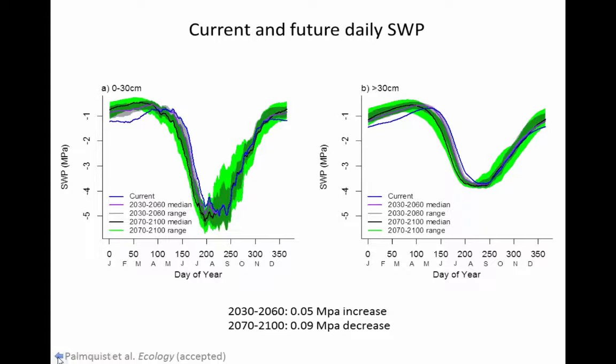However, because of increases in temperature, soils are going to begin to dry out more rapidly in the spring and early summer months. And you can see that here by the two median lines dropping below the current line. And soils will stay drier for much of the growing season in the future during the summer. So the onset of dry conditions will begin earlier, and that dry summer period will be extended. And that's true for both top and bottom soil layers.